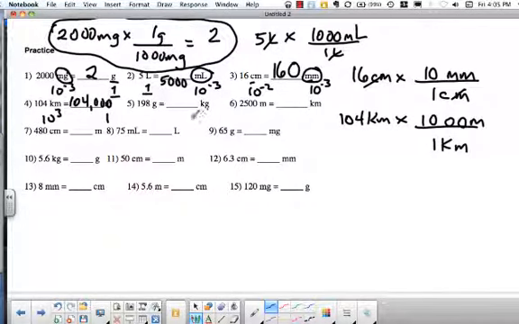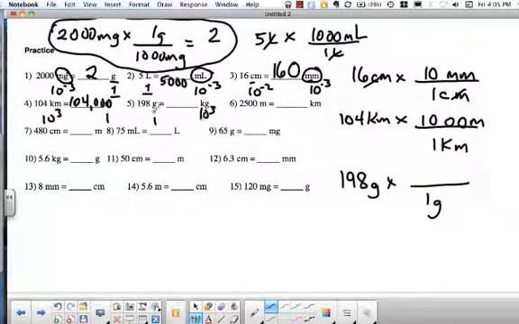Okay, number 5. Base unit, grams. I want to get rid of the grams. This is 10 to the third, and this is 1. Grams are smaller, so the 1,000, the 3 powers of 10, goes with the smaller, and the kilogram goes on top because that's what I'm trying to get to and get out of grams. So this is going to be 0.198.